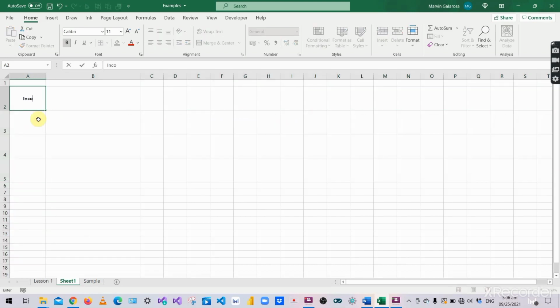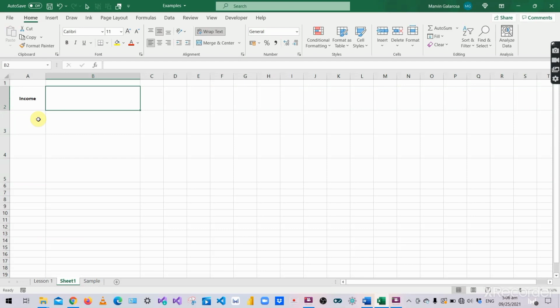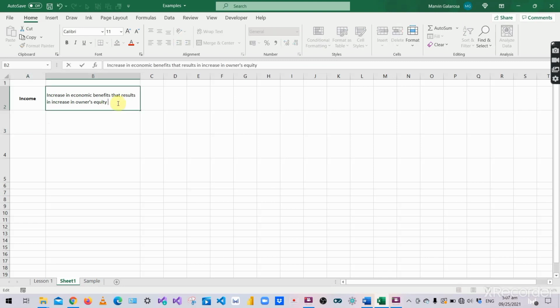So, income. Si income ay increase in economic benefits that results in increase in owner's equity other than investment of the owner.